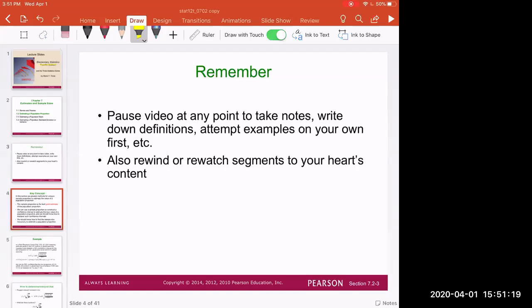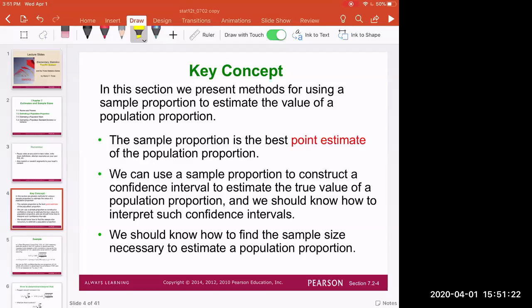so you feel like you have a solid grasp on everything. So some key concepts of this section include that the sample proportion is the best estimate of the population proportion, which hopefully should be a bit of review in a way. And next key concept, probably the most important one, is that we can use a sample proportion to construct a confidence interval to estimate the true value of a population proportion, and we should know how to interpret such confidence intervals. So, just highlighting, we're going to be constructing confidence intervals to estimate population proportion values, and we're going to interpret those confidence intervals. Will be some of the most important stuff of this section.